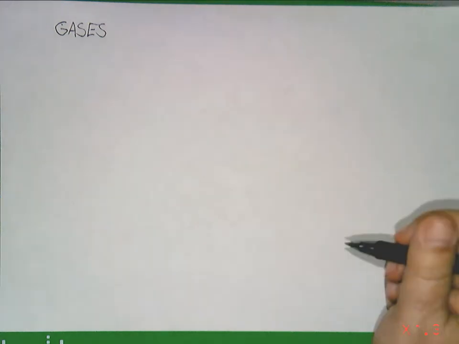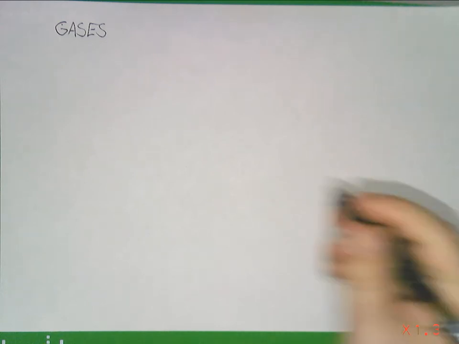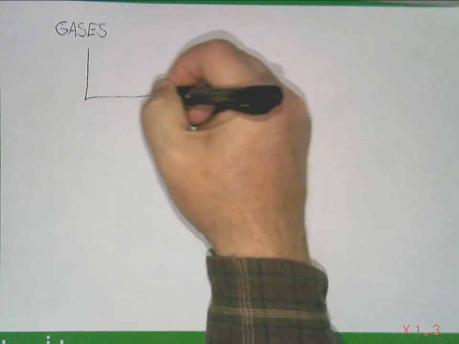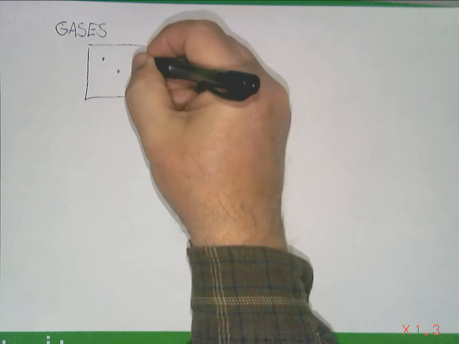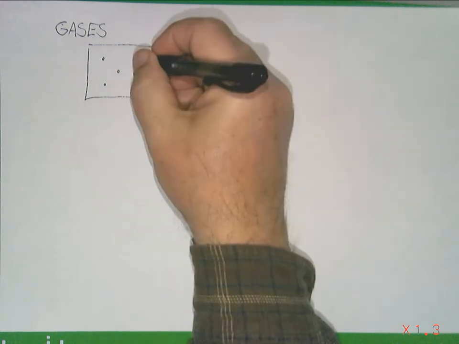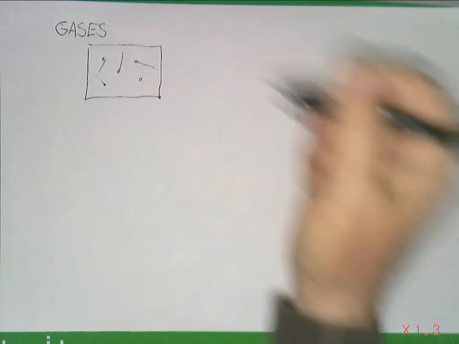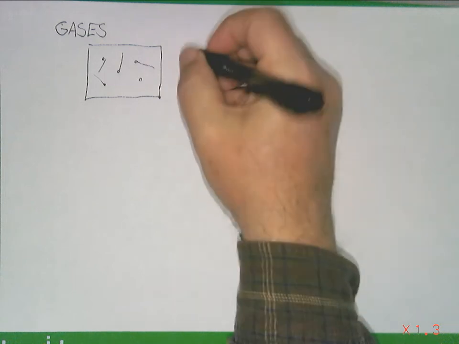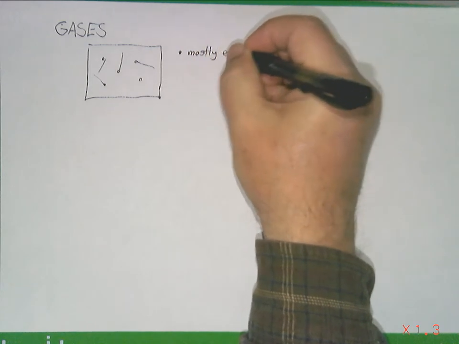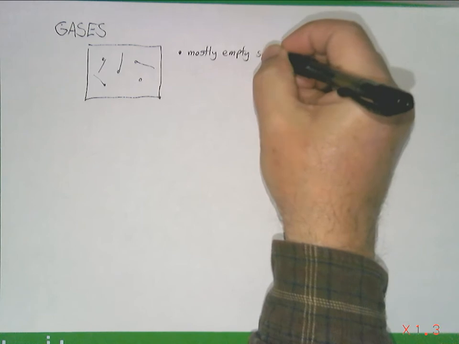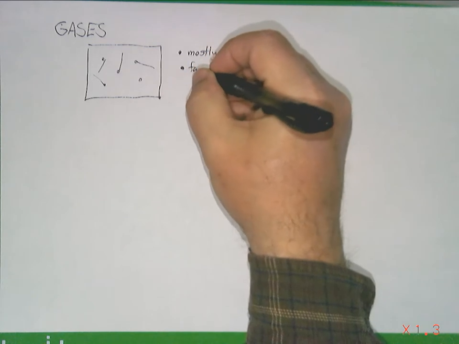Back in the beginning of the course, we talked about the three states of matter: solids, liquids, and gases. For gases, we drew a picture that looked something like this. Here's the container, and inside you've got little molecules of gas, and they are zipping around, moving at very high speeds, and they have a lot of space between them. So a gas is mostly empty space. And the molecules in a gas are fast moving.